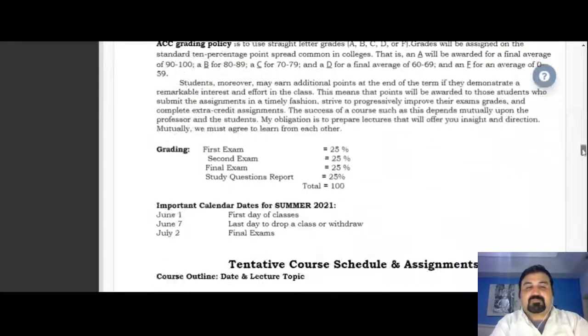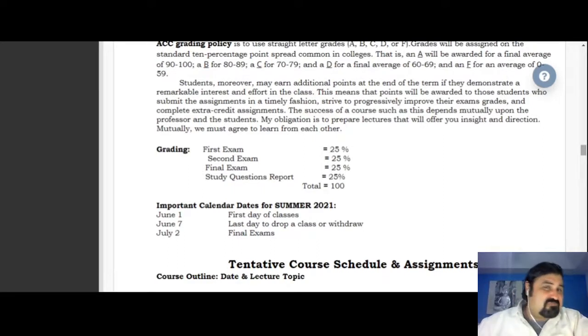So the grading distribution is as follows. First exam 25%, second exam 25%, final exam 25%, and the study questions report 25%. So 4 main grades. You can also factor in the extra credit assignments. There are 3 extra credit opportunities already. I explained them a moment ago.